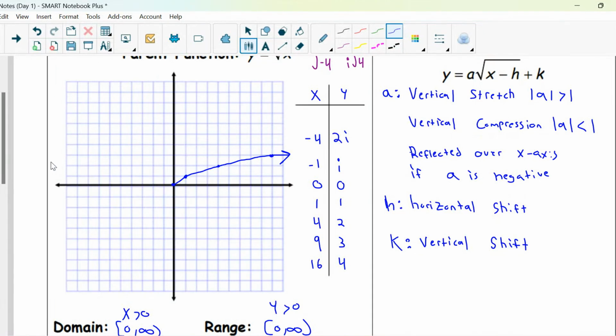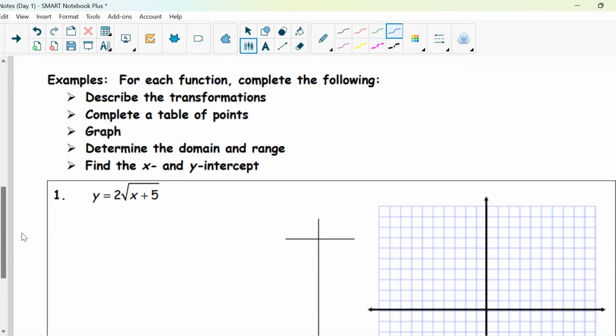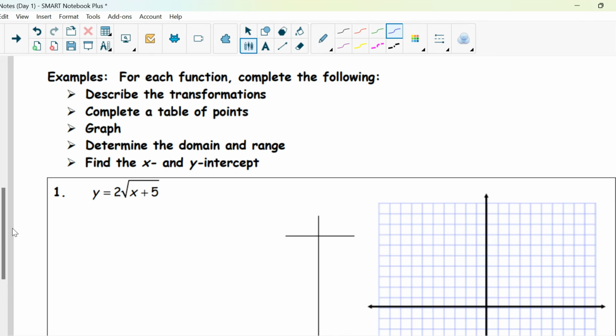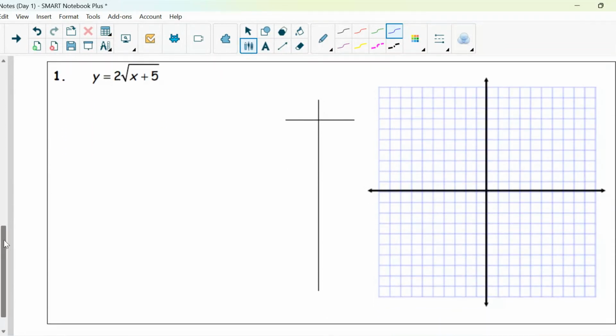So let's go over just a few examples down below. For each of the functions, we are going to describe the transformations, create a table, and then graph. Once we're done with all of that, we are going to find the x and y intercepts. Okay, so first of all, let's look at our transformations. So let's just go down the list.